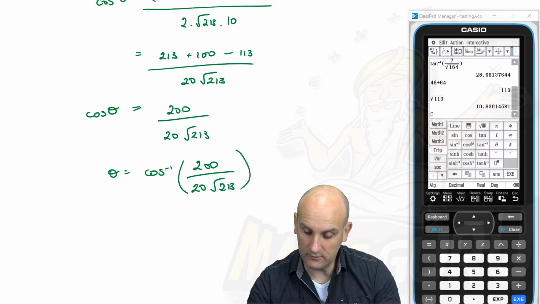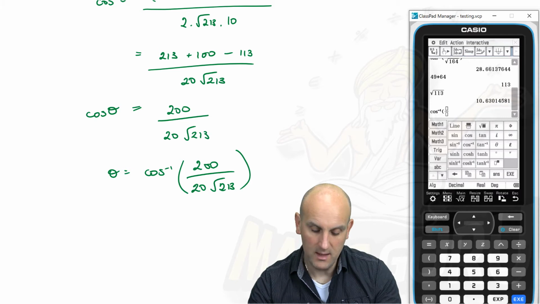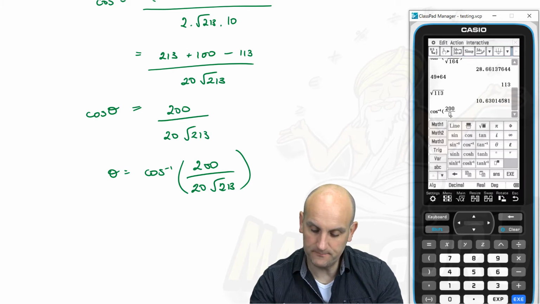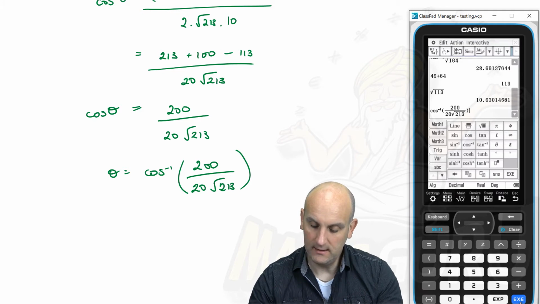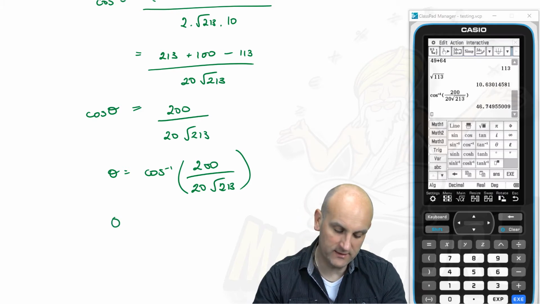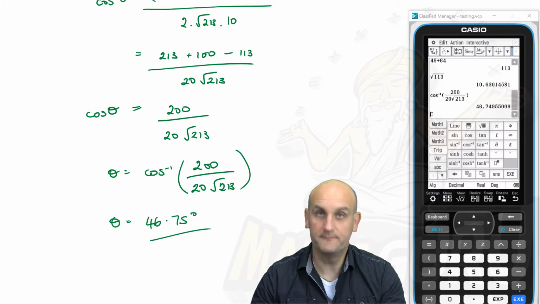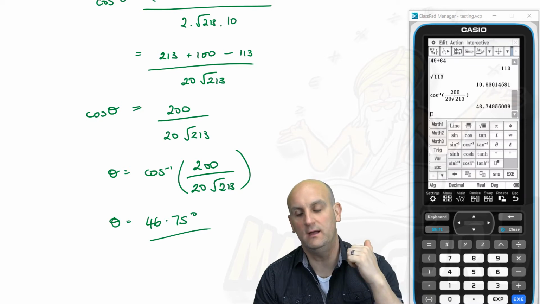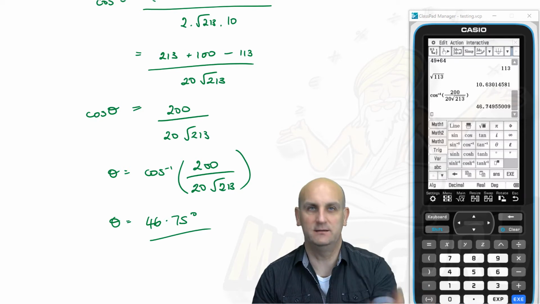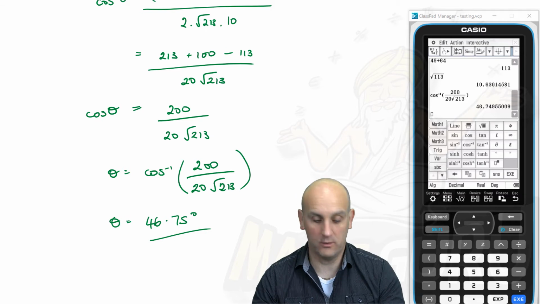Okay, my calculator can do that. Cosine to the minus 1 of bracket, fraction, 20 root 213, put my bracket in the right place, hit enter, and we get the value of theta is 46.75 degrees. And there we go. That has applied Pythag, some trig, and some sine and cosine rule to that one question.